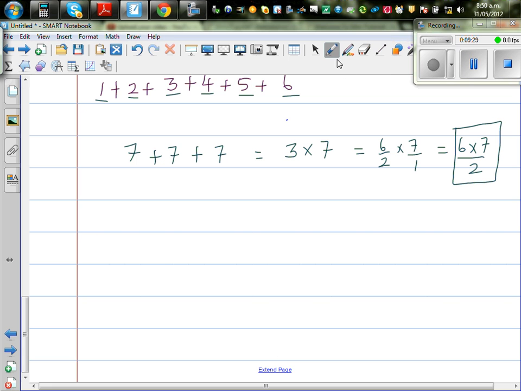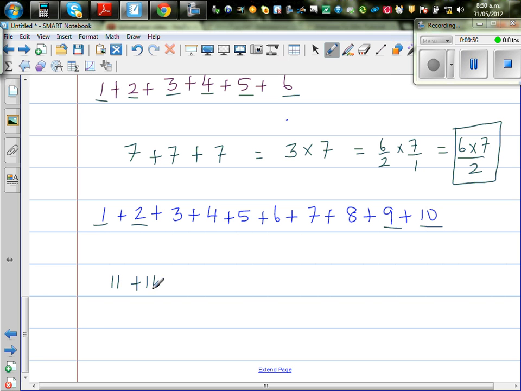Okay, so let me add from 1 to 10. Let's add 1 plus 2 plus 3 plus 4 plus 5 plus 6 plus 7 plus 8 plus 9 plus 10. So we're going to look at lots of 11. So there are how many lots of 11? This is one lot of 11, the second lot of 11, the third lot of 11, the fourth lot of 11, and this is the fifth lot of 11. So this is nothing but 5 times 11.